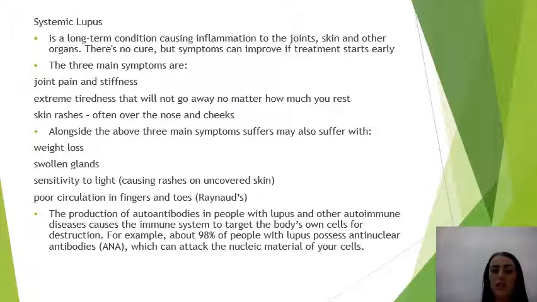The production of autoantibodies in people with lupus and other autoimmune diseases causes the immune system to target the body's own cells. For example, around 98% of people with lupus possess anti-nuclear antibodies which attack the nucleic material of your cells.